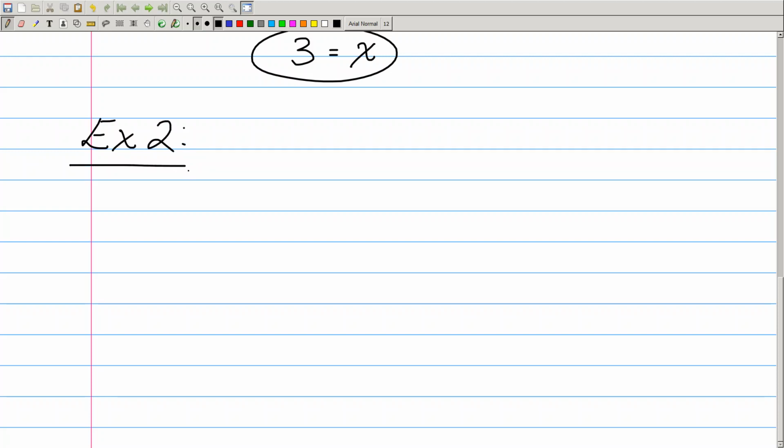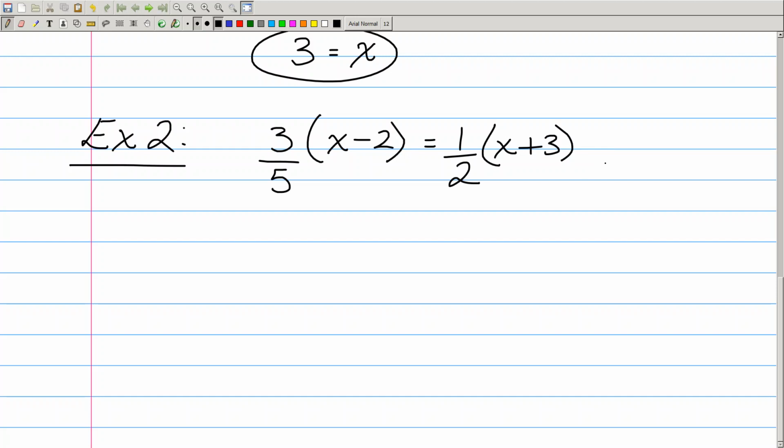It involves fractions. So let's do that. So let's go: 3x - 2 over 5 equals, let's see, 1 over 2 x plus 3, okay, plus 10. All right, so that's the equation I give you, and what you have to end up doing is run through the steps.